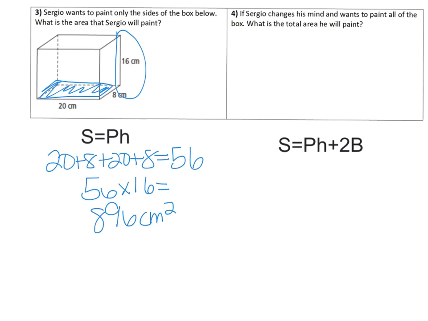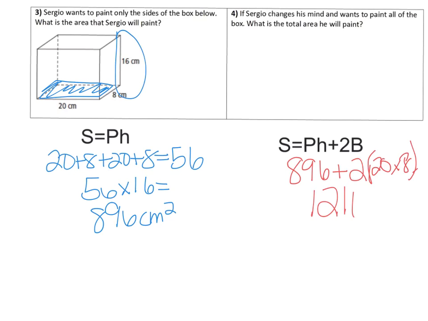On number 4, if Sergio changes his mind and wants to paint all of the box, what is the total area he will paint? So we already know the lateral surface area is 896 plus 2 times the area of the base, which means that I'd have to do 20 times 8 to find the area of the base. So 20 times 8 would give me 160, times 2, plus 896 gives you 1,216 centimeters squared.